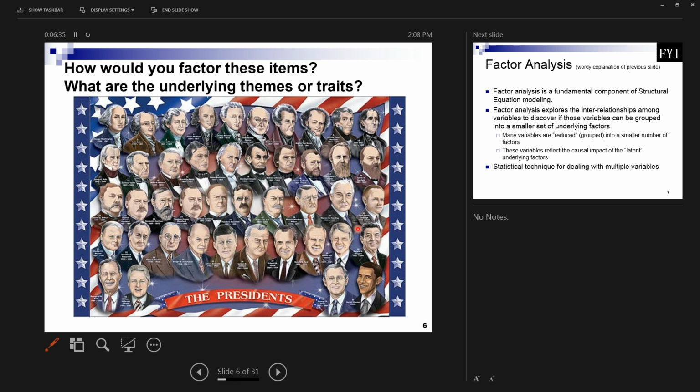Now, what I showed you back in the pattern matrix, that's a statistical look at correlations. But you can't just look at it statistically. You have to look at it conceptually. Why should these items move together? There's got to be some theoretical reason, some underlying theme or concept or trait. So I figured we could do that with these. What are the underlying traits or themes we could use to factor? How do these guys move together or not?